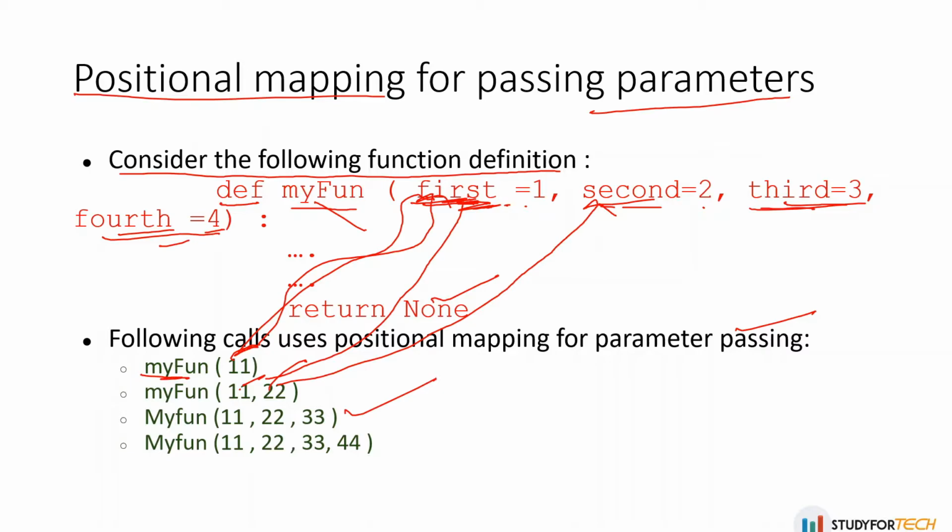Similarly in the third one, 11 will be mapped to first, 22 to second, 33 to third, and the fourth will have the default value, which is 4. Similarly in the fourth call, my fun 11, 22, 33, 44: 11 will be mapped to first, 22 to second, 33 to third, and 44 to fourth. So here no default value will be taken. All four parameters have been passed values from the calling function.